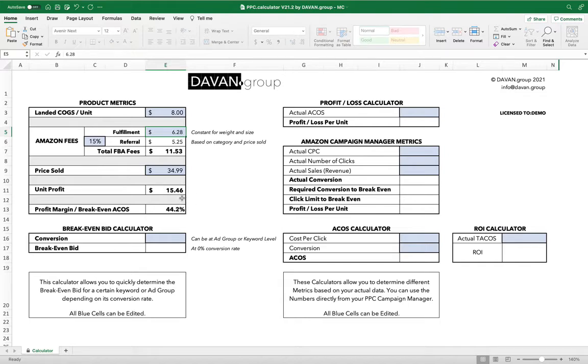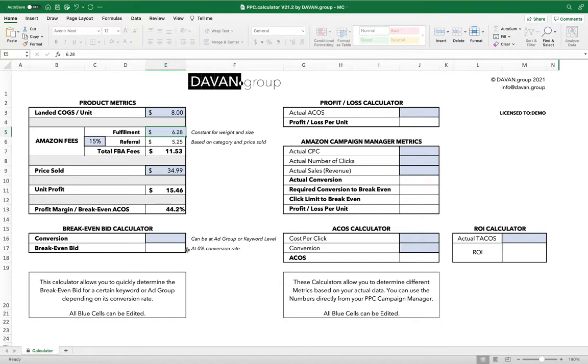Essentially, you're taking all of your profit and putting it all into advertising and you're not getting anything back. If you're running advertising at below your break-even ACoS, so maybe something like 30%, you're making profit for every unit sold. And if your advertising is above your break-even ACoS, then you're actually losing money on each product that you sell at that ACoS. So this is an important metric to know. You probably either know it already or have heard it, so this is a nice way to calculate it.